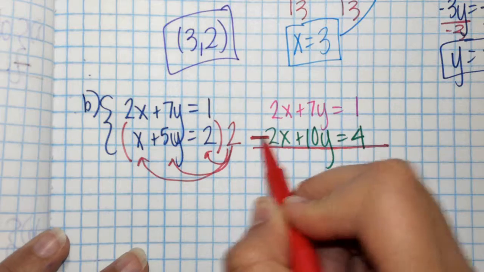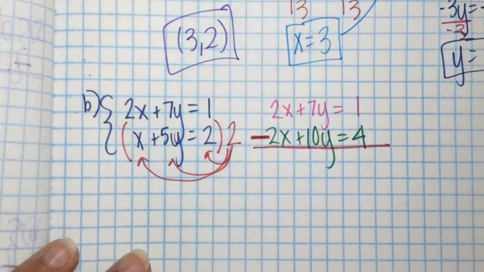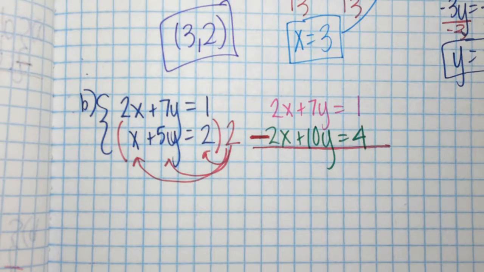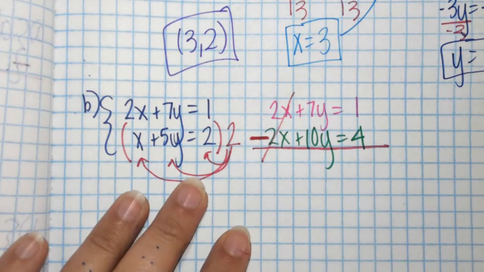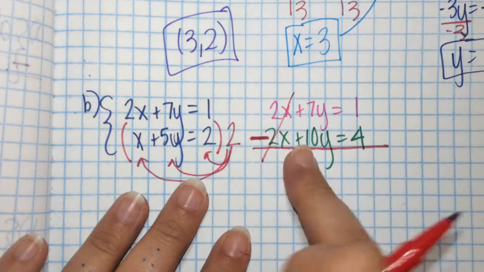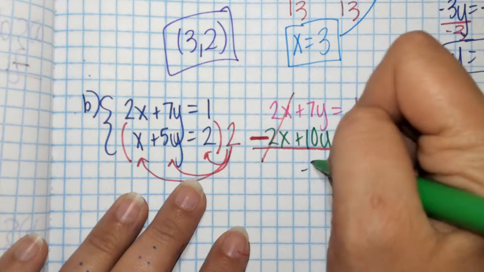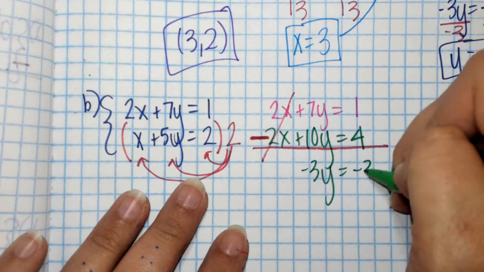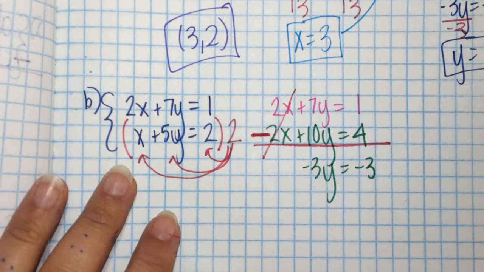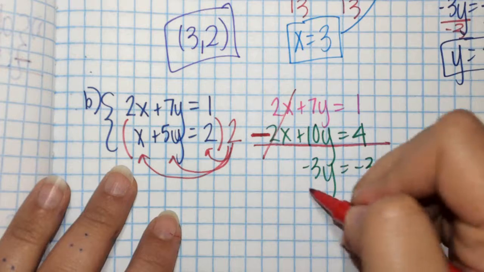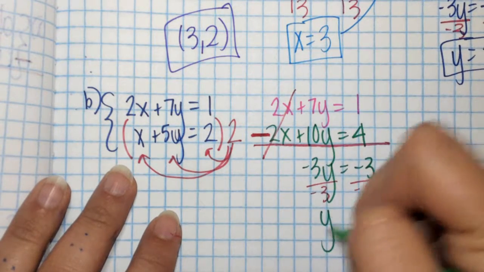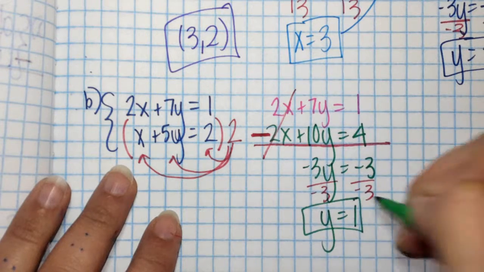Subtract. Alright, what is 2 minus 2? 0. Alright, what's 7 minus 10? Negative 3. And 1 minus 4 is also negative 3. Divide by negative 3. And Jorge, what does y equal? 1. Good. Take a point.